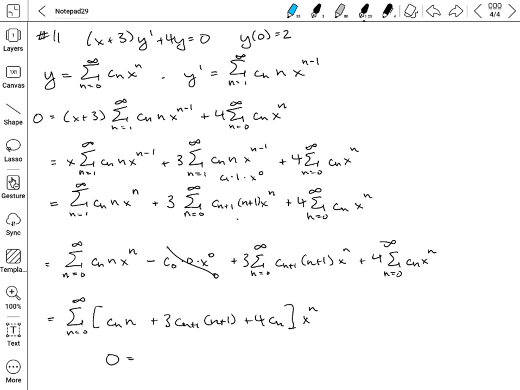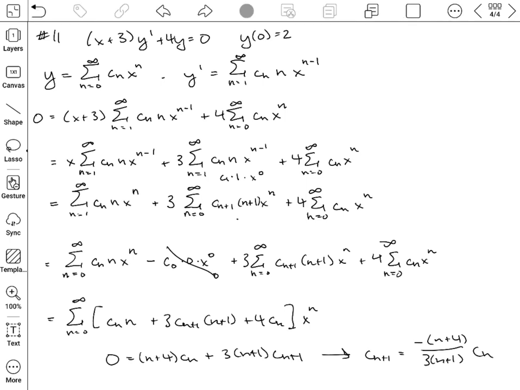So I need 0 to be equal to Cn times n. Oops. I'm actually going to combine these Cn terms together real quick. So that's n plus 4 Cn plus 3 times n plus 1 Cn plus 1. Or Cn plus 1 is going to be minus n plus 4 over 3 times n plus 1 times Cn. And I'm going to copy this to take to the next slide.